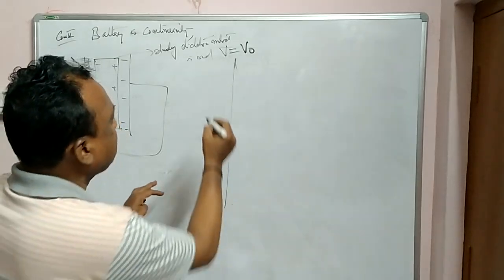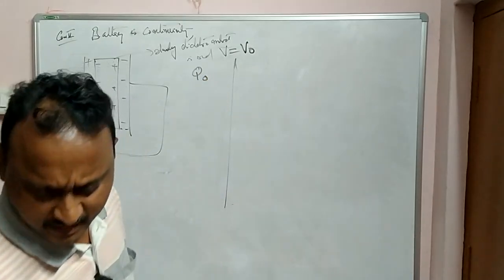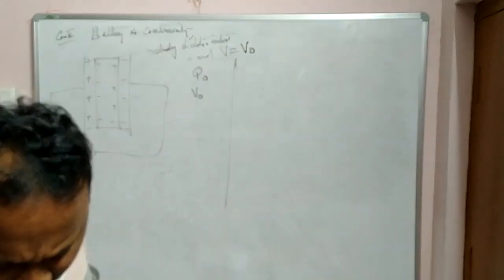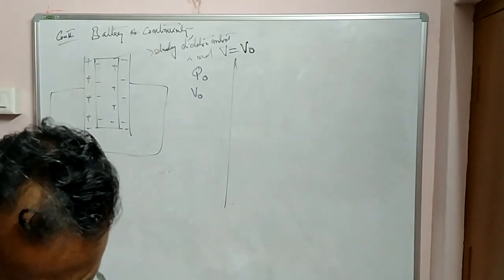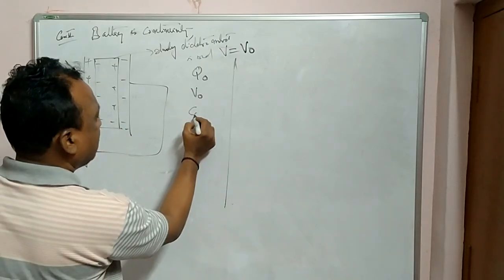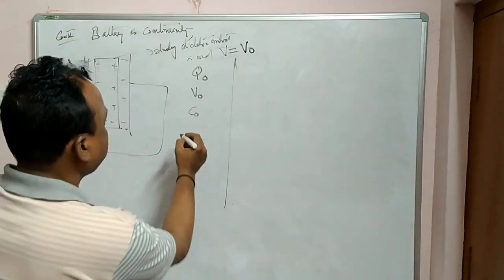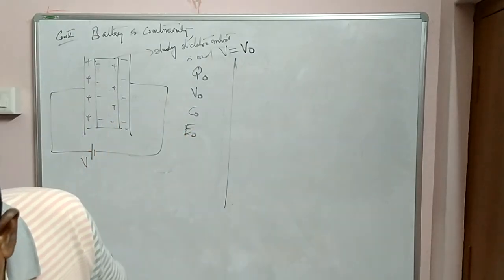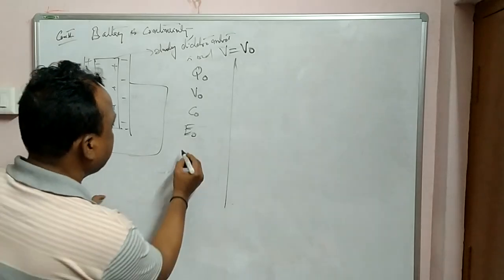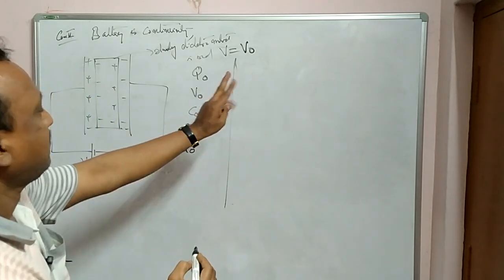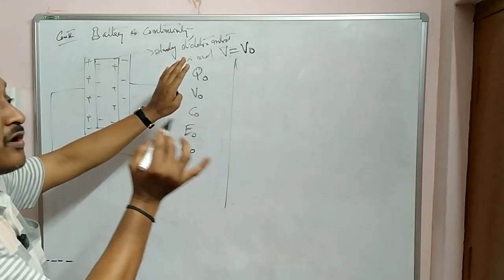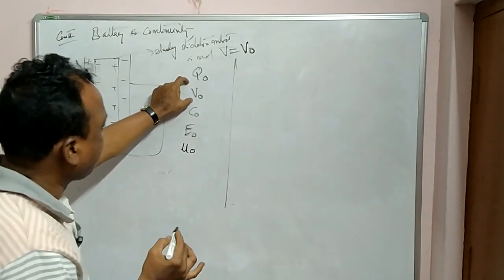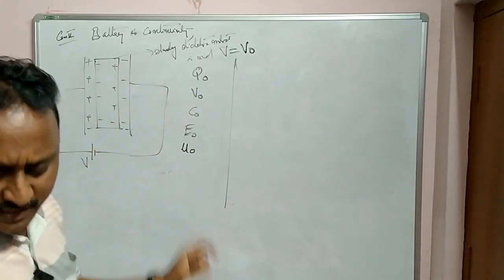వాట్ ఆర్ ద వాల్యూస్, Q0 ఇనిషియల్ ఛార్జ్, ఓకే, అలాగే ఇనిషియల్ పొటెన్షియల్ V0, అలాగే ఇనిషియల్ C0 capacitance, and E0 field, initial field, and U0 energy. These are the initial values when the dielectric is not introduced. Introduce చేయక ముందు Q0 initial charge, initial potential, initial capacitance, initial field, initial energy.